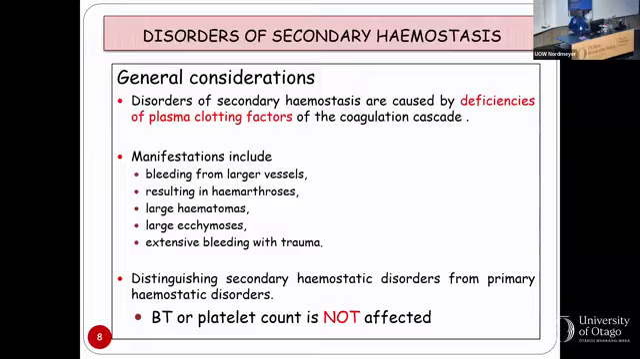These are more like the acquired or artificial ones. Then, of course, some people also develop autoantibodies that are targeted at some of these clotting factors, which make them function abnormally or hypofunction. The manifestations would include bleeding from large vessels, leading to things like hemarthrosis, hematomas, ecchymosis, and also extensive bleeding following trauma.